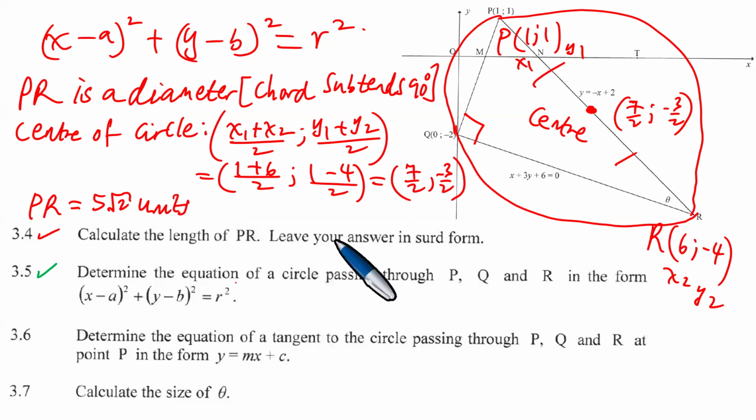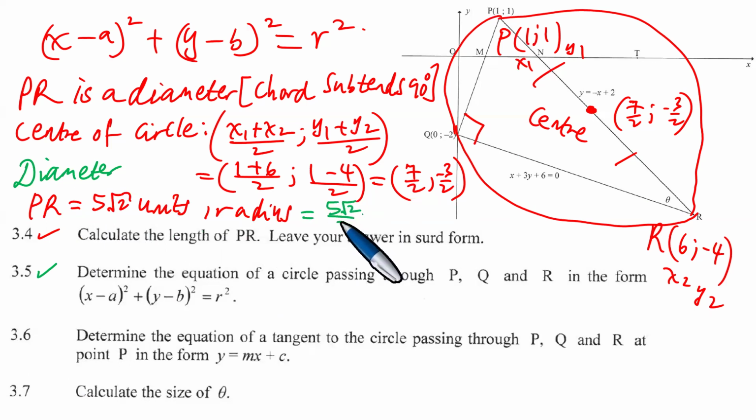And if this is the case, then what is the radius? PR is a diameter, so the radius means that you take the diameter and divide by 2. Take half of the diameter. So we have the following.